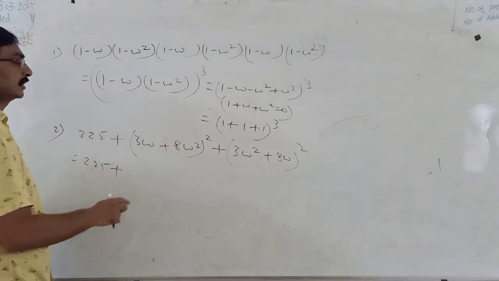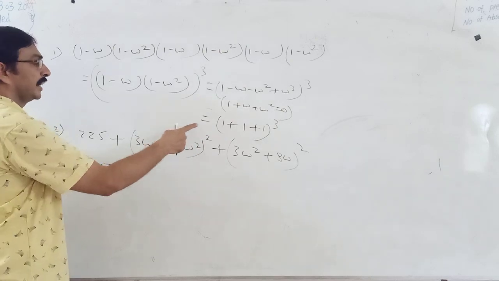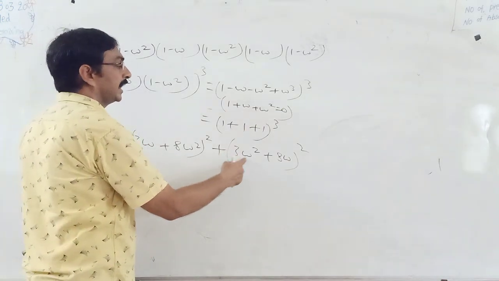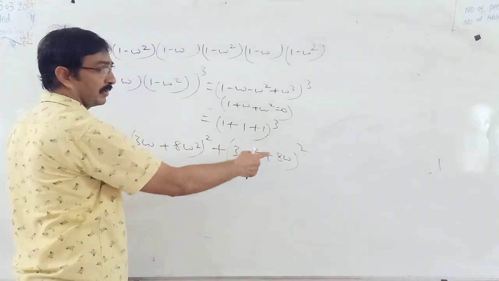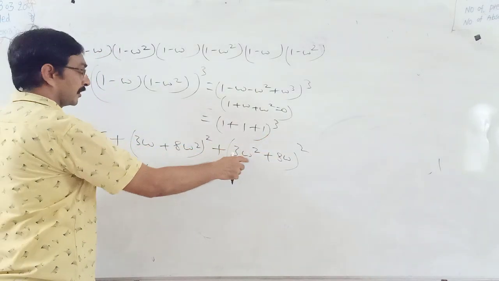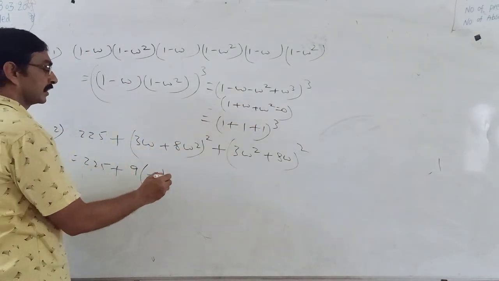225 plus, see, square of this one. Here 9 omega square plus 9 omega power 4. Okay, omega power 4 is omega. Therefore 9 times of omega square plus omega is minus 1. Omega plus omega square is minus 1.